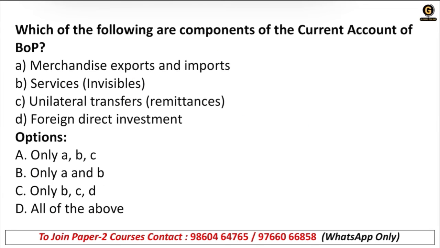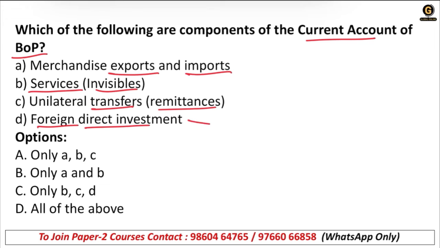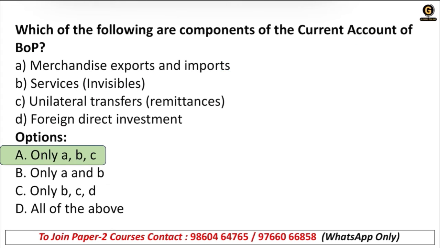Next, which of the following are components of the current account of a BOP? Merchandise exports and imports, services, which is invisible, then unilateral transfers, remittances, and foreign direct investment, which is called FDI. We have already discussed FDI as well. So the right answer is option A, B, C.